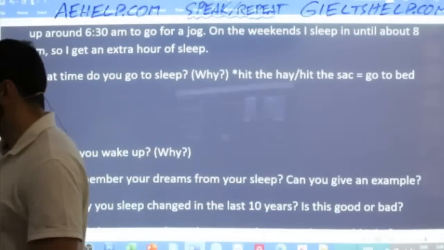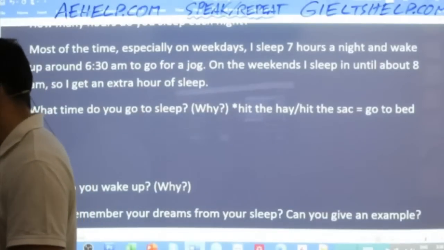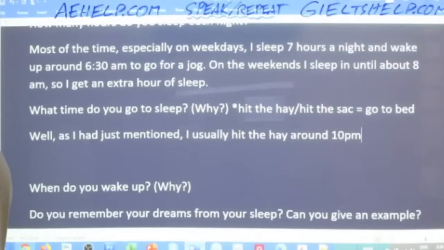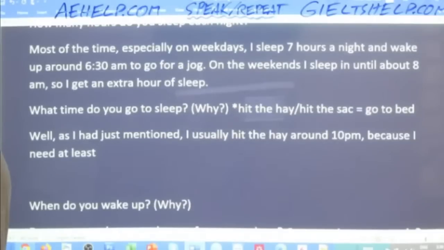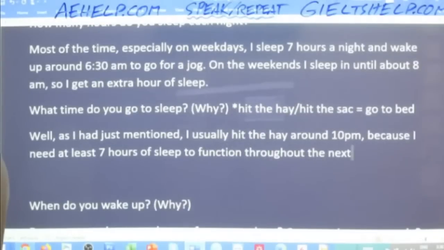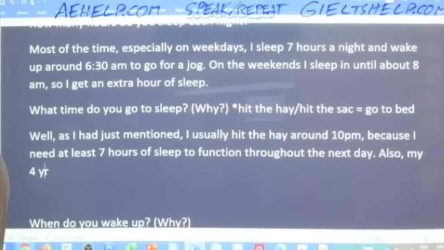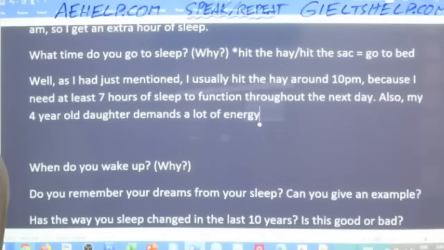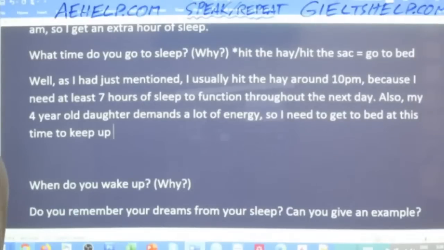Okay. So here, let's say somebody did answer it. You can say, well, as I had just mentioned, I usually hit the hay around 10 p.m. because I need at least 7 hours of sleep to function throughout the next day. Also, my 4-year-old daughter demands a lot of energy. So I need to get to bed at this time to keep up with her.